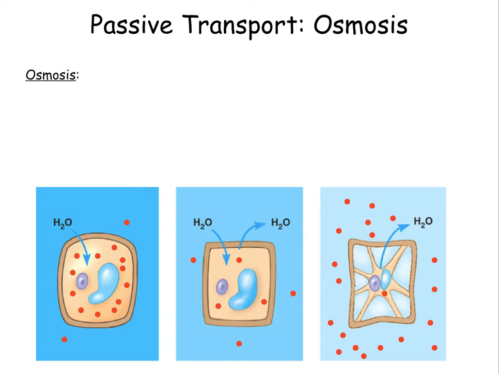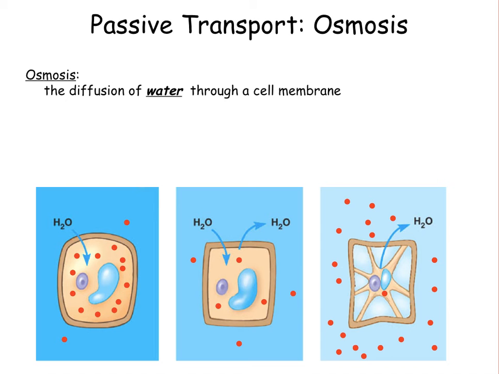Our next transport process is osmosis. Osmosis is the diffusion of one specific type of molecule, water, through the cell membrane. Just like other molecules, water can move either from the outside environment to the inside of the cell, or do the opposite. It can leave the inside of the cell and move to the outside.